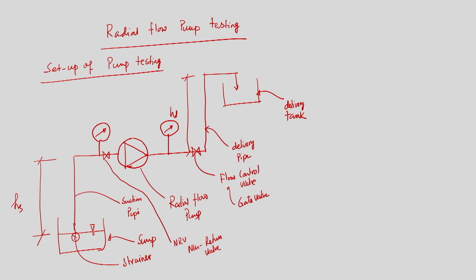Now, suppose this is point 1 and this is the suction gauge, and this is D, delivery, and this is the delivery gauge. As I said, the first objective of pump testing is to generate the H-Q curve, and the second objective is to know the procedure of pump testing. At least from this, an operator should know the procedure when he or she starts the pump initially in a pumping system. So, how can I measure?